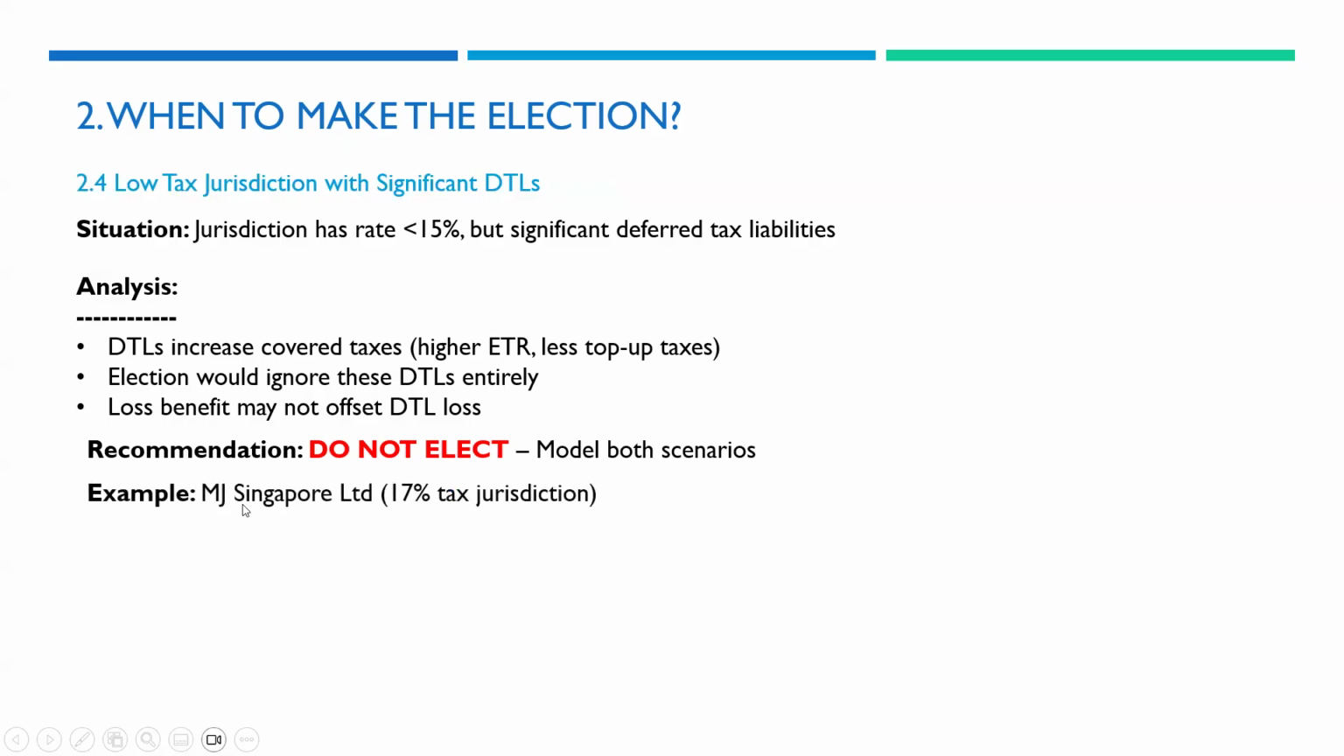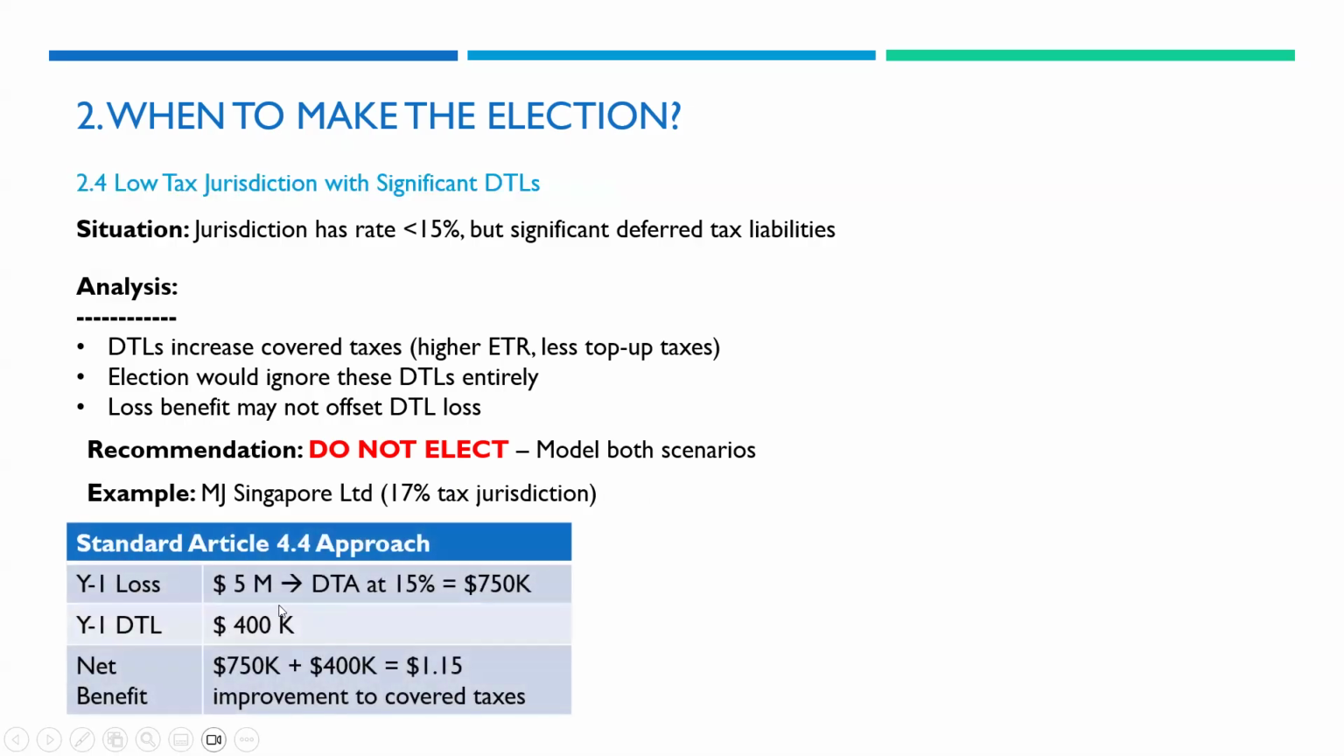So let's take an example. Let's say MJ Singapore is in a jurisdiction which has a 17% tax rate. Year one was a loss of 5 million, and DTA. This is the standard Article 4.4 approach. So you have a loss of 5 million, and you have a DTA at 15%. Even though it is 17% tax, your DTA and DTLs will be capped at 15% for Article 4.4. So you will get 750K as your DTA. And in year one, there is a DTL also of 400K. Okay, so the net benefit is 750 plus 400, 1.15 million improvement to covered taxes.